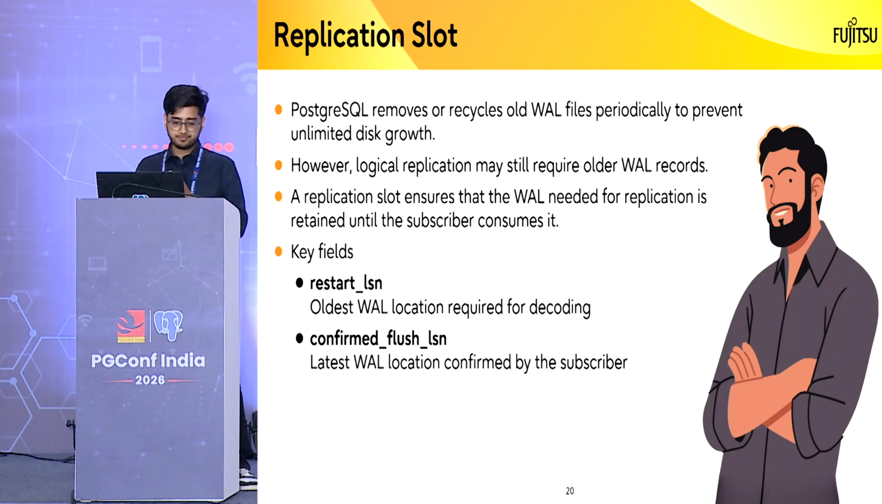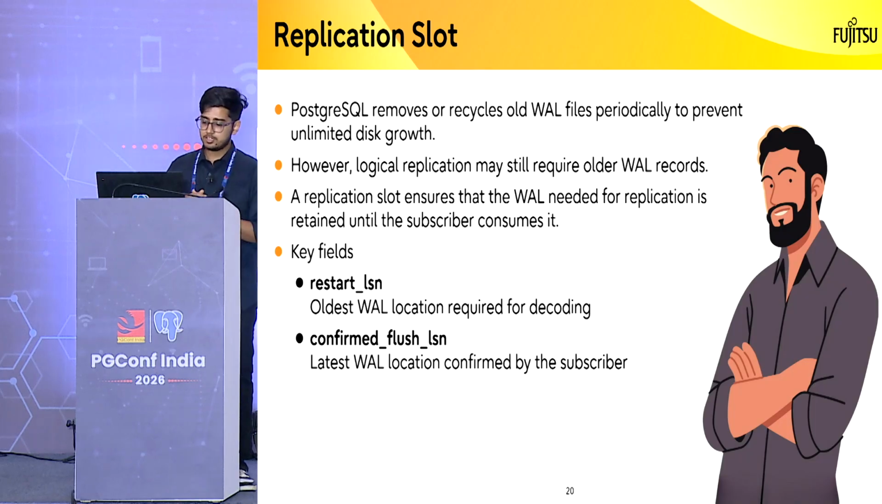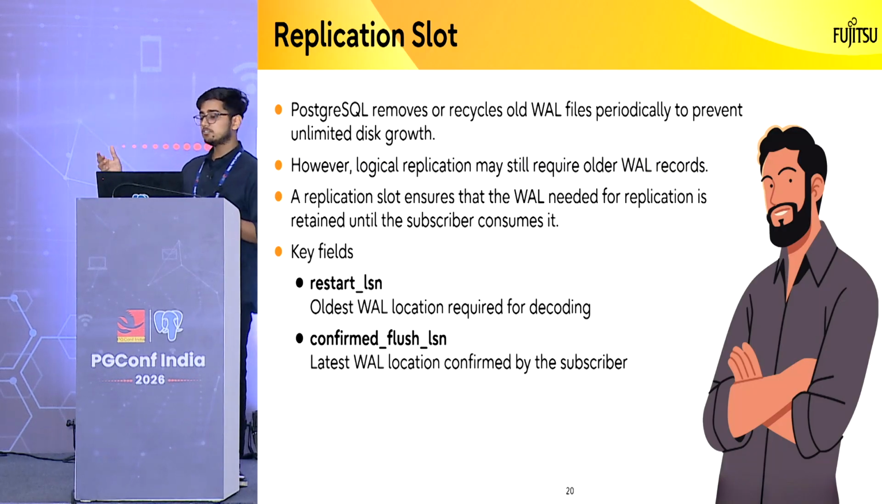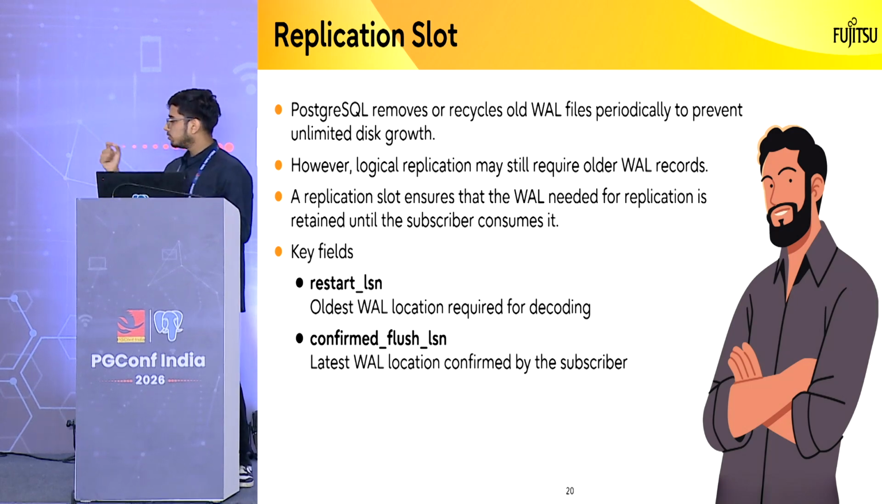Okay. For each replication slot we have two main fields: one is the restart LSN, and the other is the confirmed flush LSN. Restart LSN refers to the oldest WAL record which is required for logical decoding, whereas confirmed flush LSN refers to the latest WAL location which is confirmed by the subscriber. The latest WAL record confirmed by the subscriber means the point up to which the changes are applied on the subscriber node.